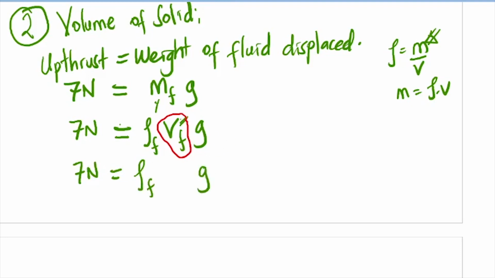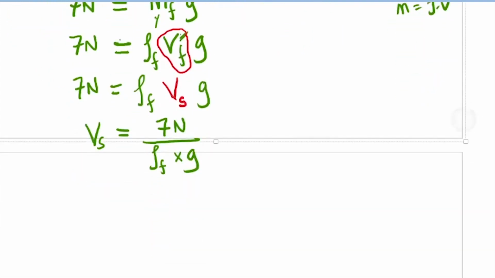Remember, the volume of the fluid displaced is the same as the volume of the solid, and this is what we are looking for, Vs. Okay, so when we make Vs the subject of the formula, Vs, the volume of the solid, is going to be given by 7 newtons, divided by the density of the fluid, which happens to be water, multiplied by gravity. So this is going to become 7, divided by the density of the fluid, which is 1000 because we're dealing with water, multiplied by gravity, which is 10.